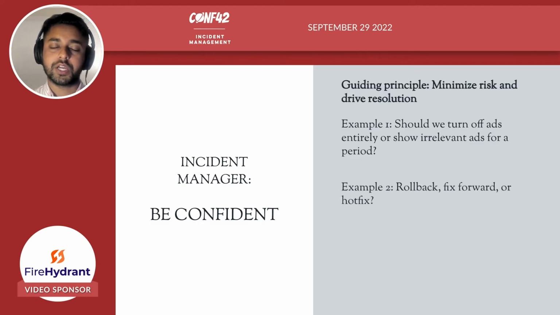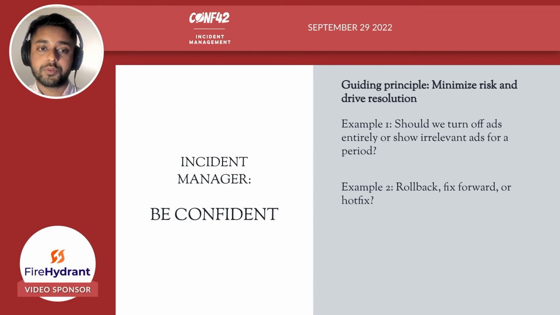Another example, like we talked about before, there's many ways we may choose to resolve an incident. We may need to pick between these 3 options. Do we roll back a change? Do we fix forward, which would include all changes since the last time we deployed? Or do we hotfix, which involves cherry picking a patch on top of our latest deploy? Again, going back to our guiding principle, we said we need to minimize risks, so factors like time of day, availability of other teams, etc. play a factor, and the incident manager can help make this decision.